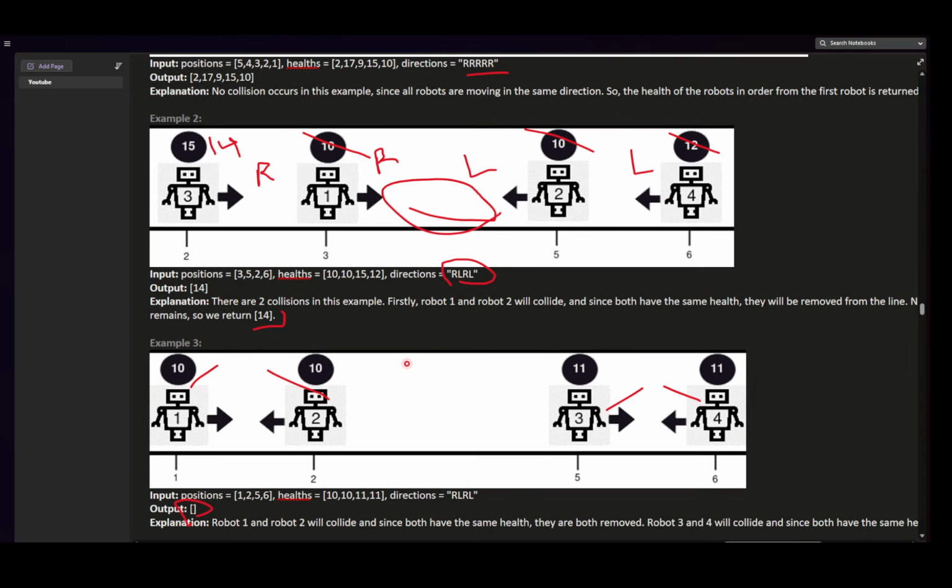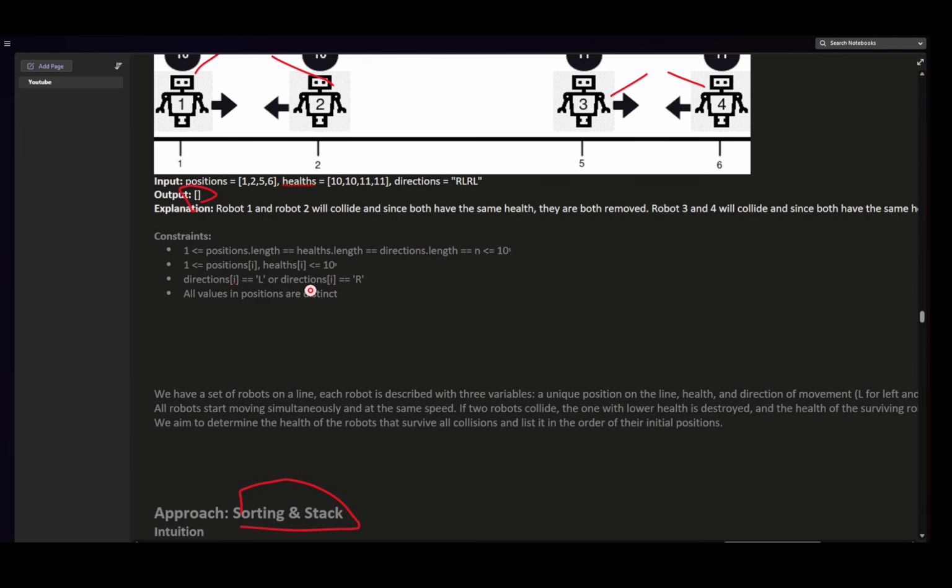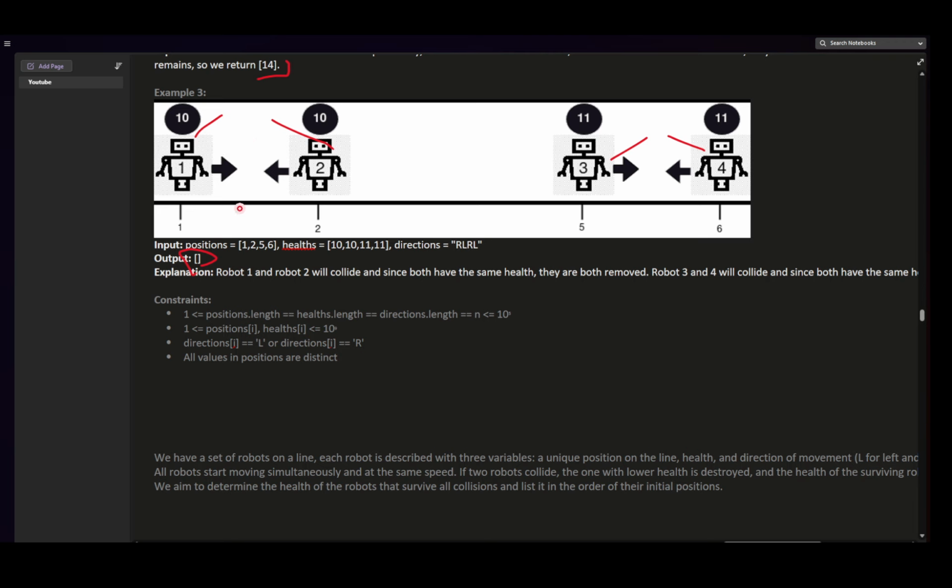Here we have to maintain the order. That's the critical case. That's the reason they are kept as hard. And if everything collides, you can see this case, everything collides with the same health, so we can return an empty array.